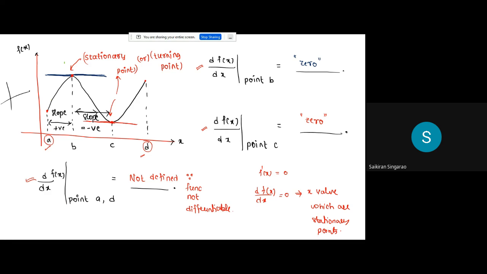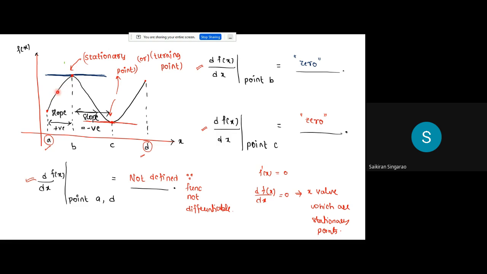Say if the tangent is like this, it will have positive slope. If it is greater than 90 degrees, it will have negative slope. So the point is, at this particular point, at point B, what is the slope? Come on, tell me, what is the slope at point B? Zero, right? Yeah, zero.